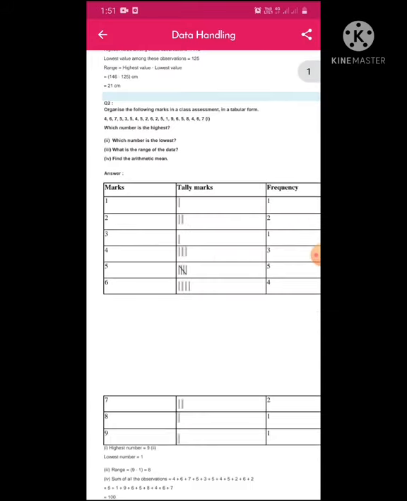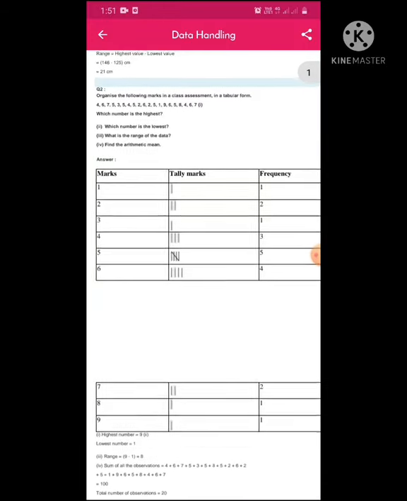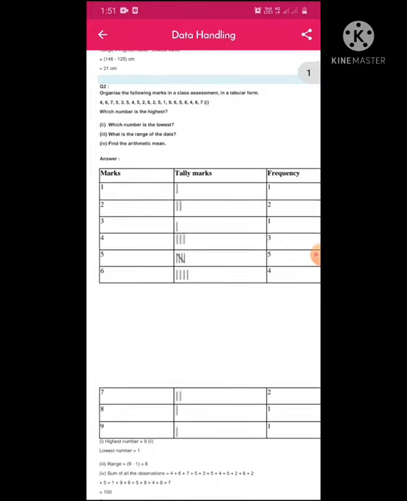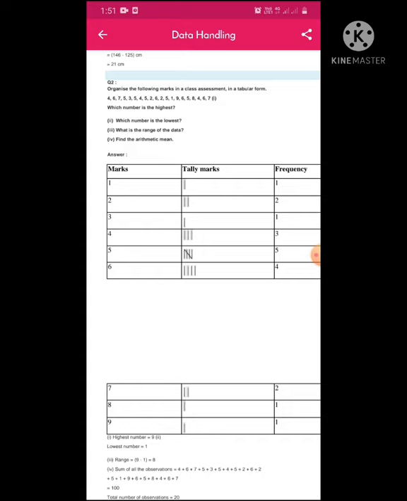See the second question. What is given? Organize the following marks in a class assessment in a tabular form. Some marks are given, you can see 4 6 7 3 5 4 5 2 6 and so on. Some questions are given: which number is the highest, which number is the lowest. First we have to find which number is highest and which number is lowest.